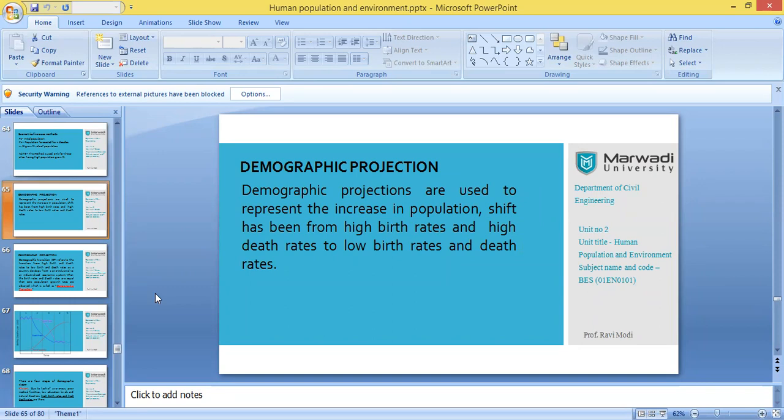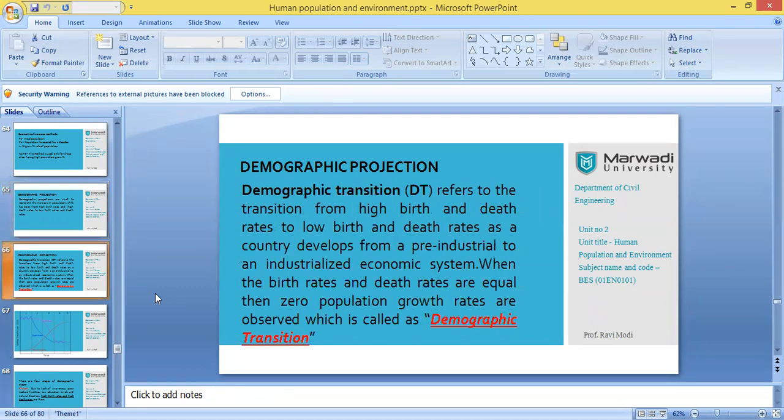So there are generally 5 phases of this demographic transition model. We'll see them. So DT, that is the demographic transition, refers to the transition from high birth rate and death rate to low birth rate and low death rate as the country develops from a pre-industrial zone to an industrialized economic system. When the birth rate and the death rate are equal, then zero population growth rates are observed, which is also known as a demographic transition model.